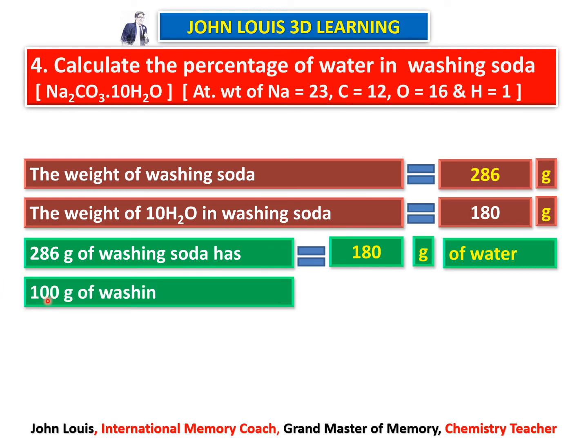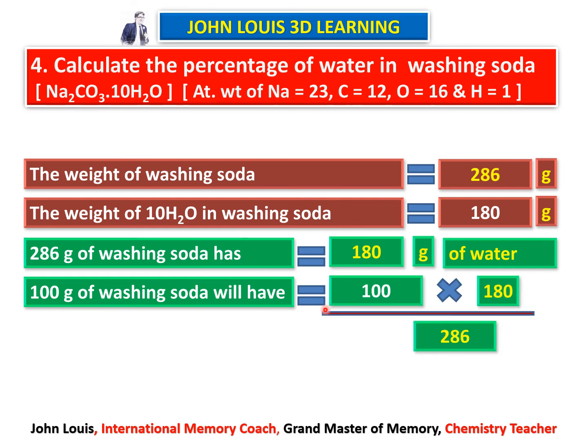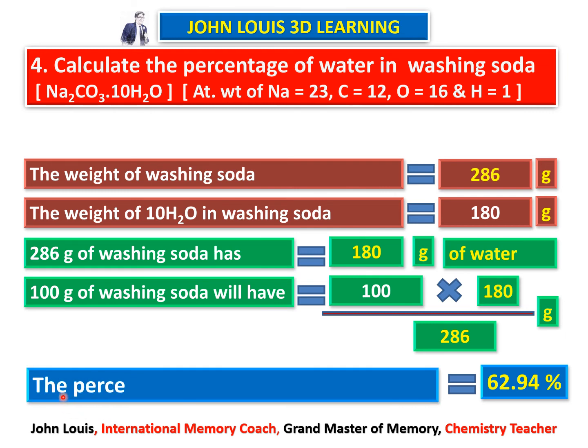Therefore, for 100 percentage, we need to find out for 100. Therefore, 100 grams of washing soda will have 100 into 180 divided by 286. If you do this calculation, you will get 62.94%. What is this? This is the percentage of water in washing soda. That is equal to 62.94%.